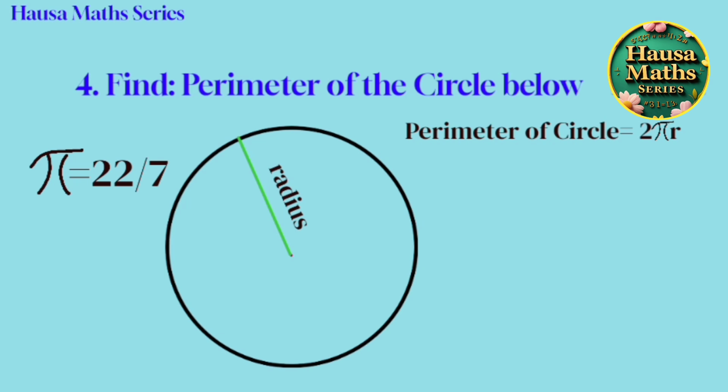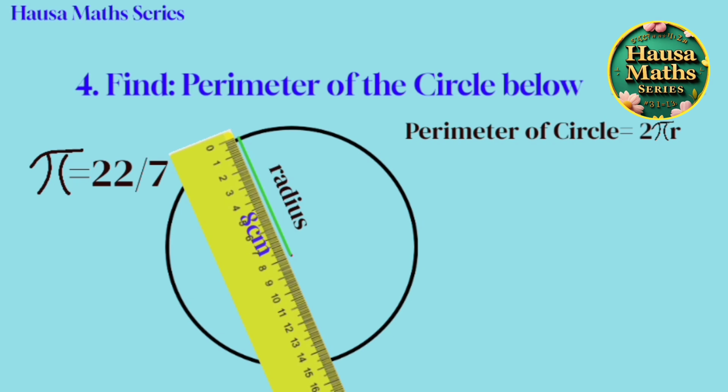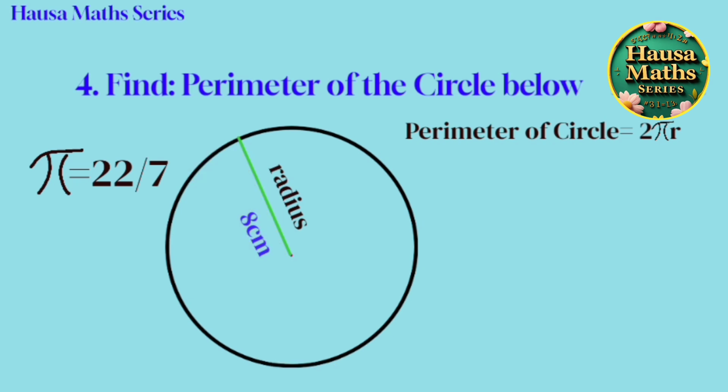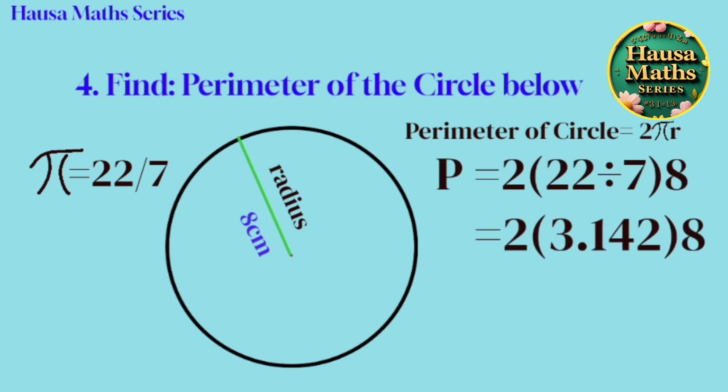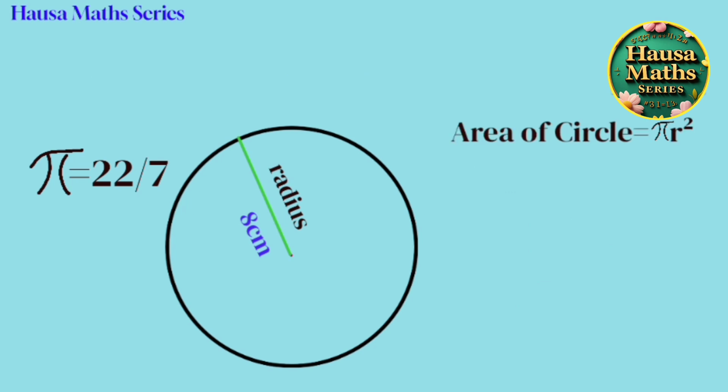Perimeter of circle is equal to 2 pi r. Always the value of pi is equal to 22 divided by 7. Then by measurement, this radius is 8 centimeter, means perimeter is equal to 2 multiplied by pi, which is 22 divided by 7, multiplied by the radius, which is 8. So 2 times 3.142 multiplied by 8 is 50.3 centimeter. In perimeter we don't need square, only in the area.